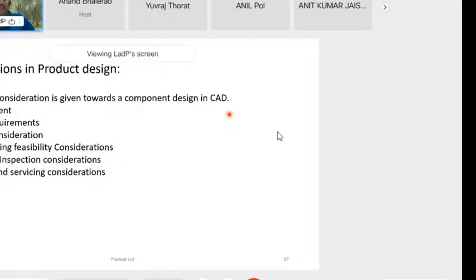Then a detailed consideration is given towards component design in CAD for proper fitment, say oil flow requirements, strength considerations, manufacturing feasibility, machining and inspection considerations, assembly and servicing considerations, and so on. So all these we need to keep in mind while designing the component.